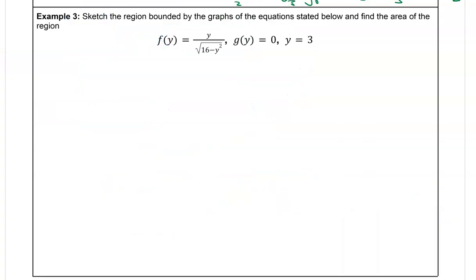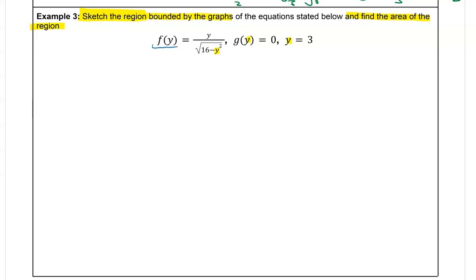Okay, so in example 3, I just took this one out of the textbook, like homework practice, because it's just an example of how things can get complicated fairly quickly. I'm sure you have experience with that. This wants us to sketch the region bounded by these graphs and then to find the area of that region. And again, all these things are in terms of y, so we're going to want to integrate with respect to y, so I don't have to try to get this in terms of x.